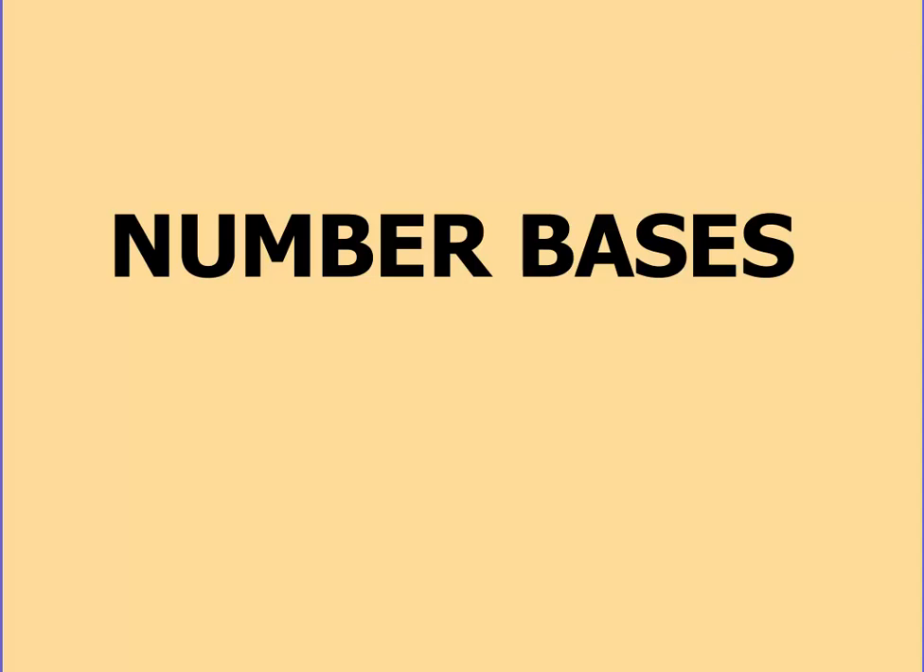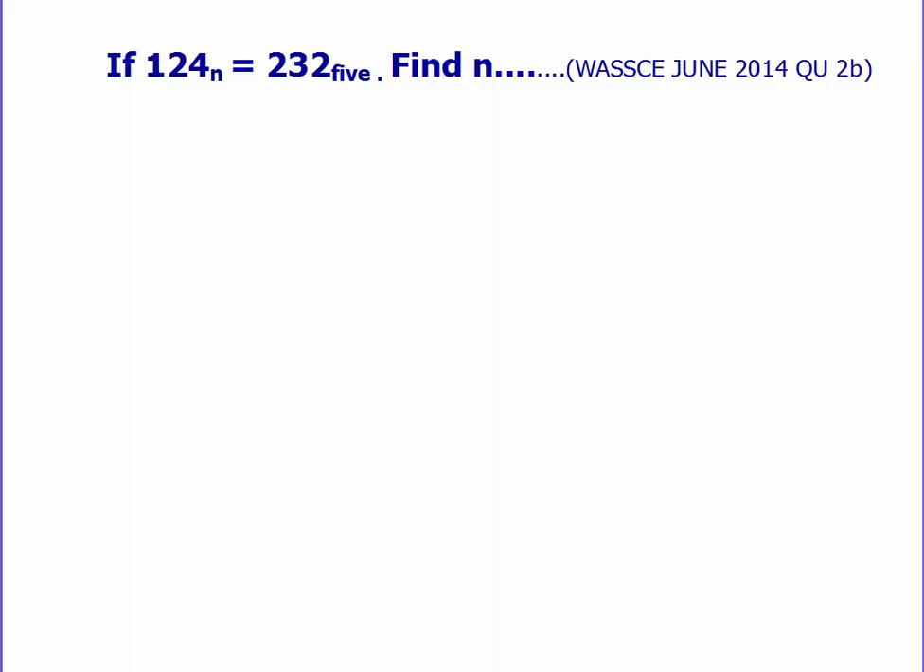The first question says: if 124 base n equals 232 base 5, find n. This is WASSCE question 2014, question 2b. That is the theory. So let's start. Here we go.